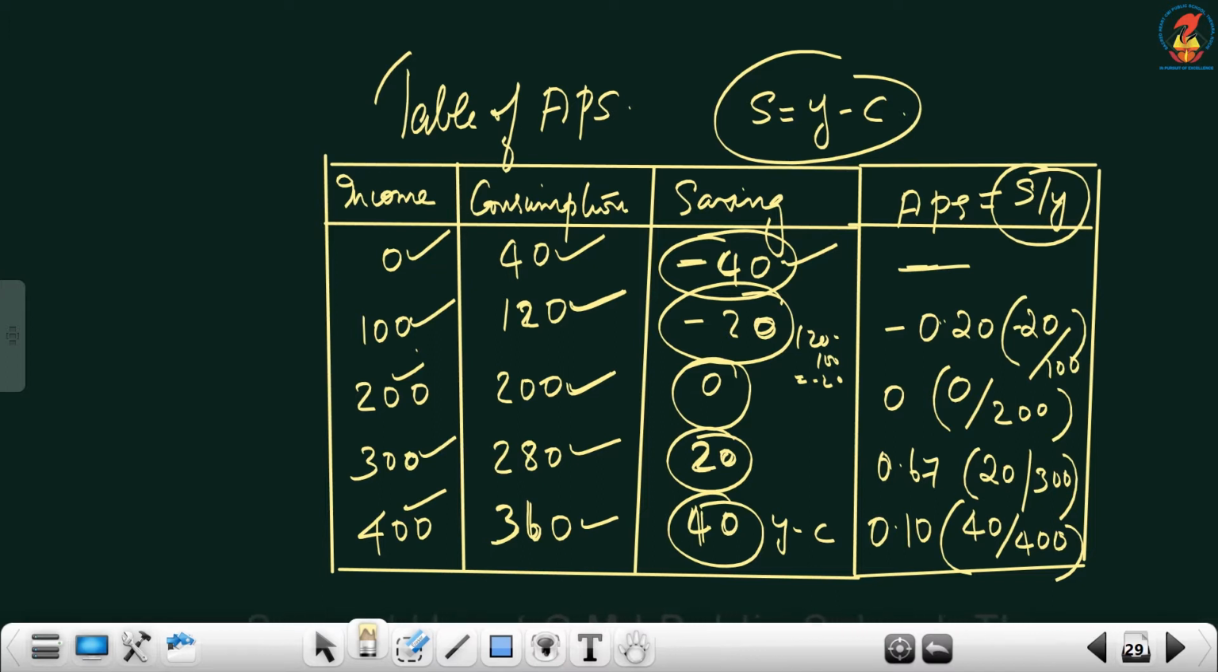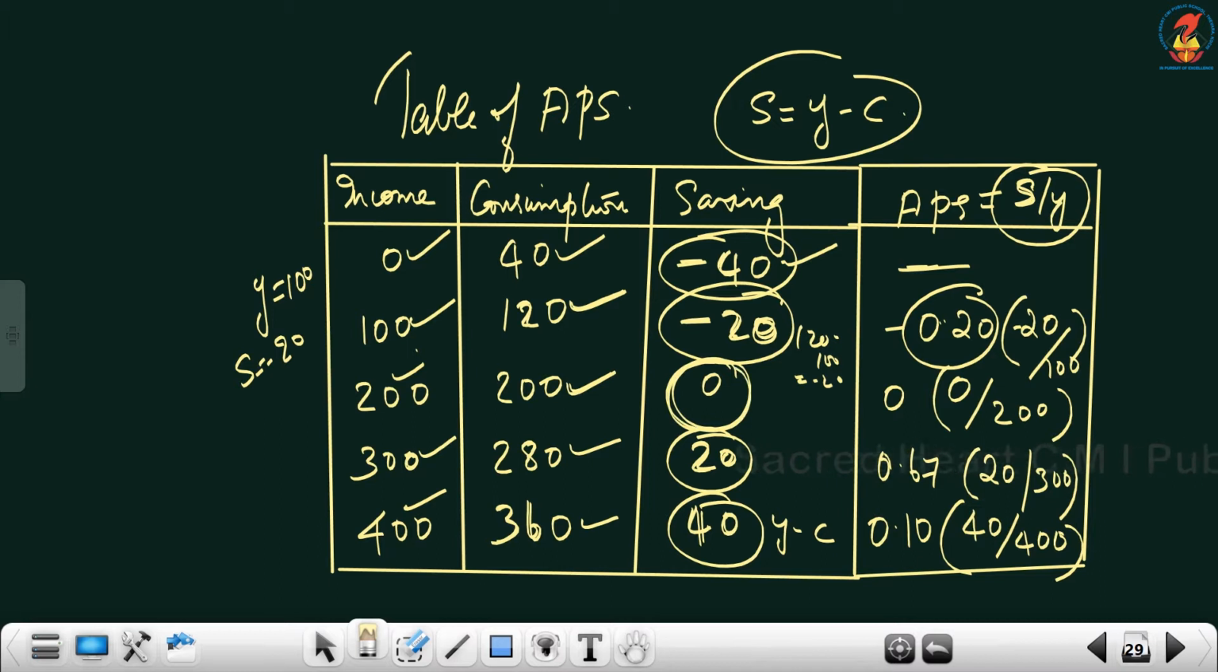Now the next value is S by Y. What is S by Y? The next value is minus 20, divided by 100. What is the value of Y? Y is equal to 100. S is equal to minus 20. So minus 20 divided by 100 will give you minus 0.20. Now take the next one. APS is equal to S by Y.